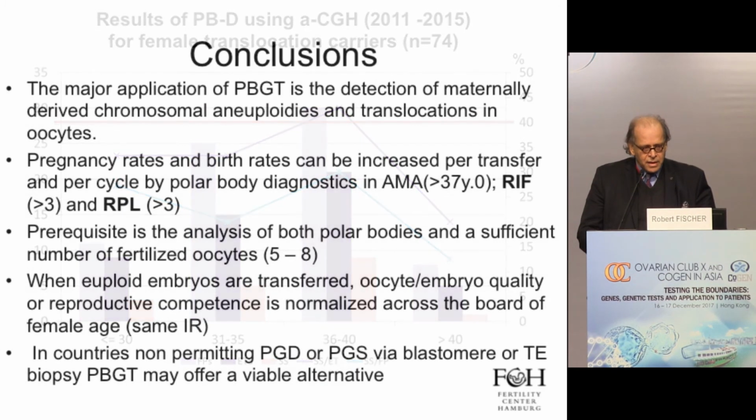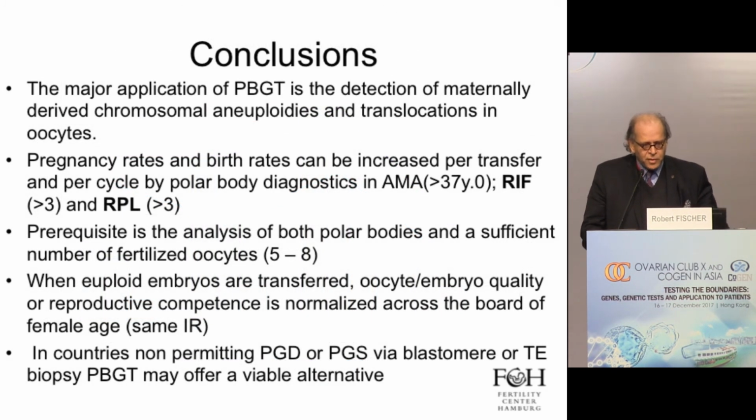So if I may conclude, the major application of polar body genetic testing is the detection of maternally derived chromosomal aneuploidy and translocations in oocytes, and pregnancy rate and birth rates can be increased per transfer and per cycle by polar body diagnosis in advanced maternal age over the age of 38 because of the selection. In recurrent implantation failure, if it's 4 or more implantation failures or repeated pregnancy loss. Prerequisite is the analysis of both polar bodies and a sufficient number of fertilized oocytes.